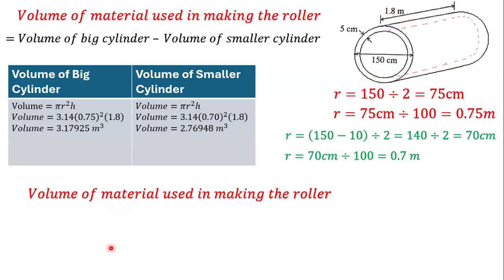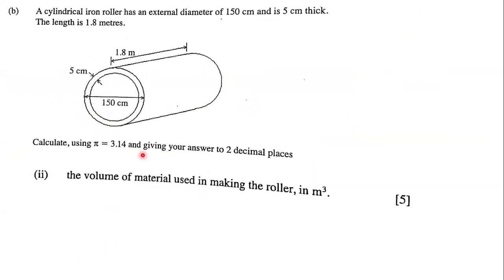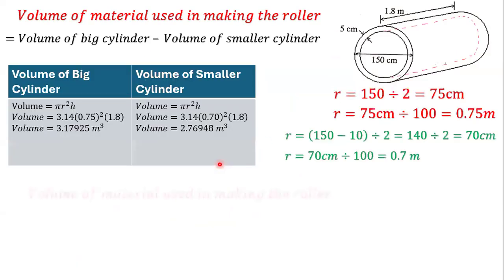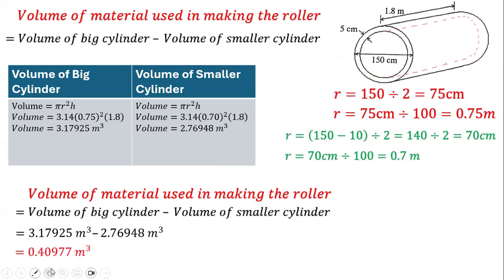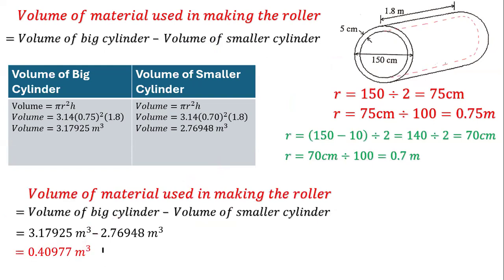Now, I wonder if they want this in 2 decimal places. Let's see. And they said, calculate giving your answer to 2 decimal places. Okay, so we have to express our answer to 2 decimal places. And so this is equal to 0.41 meters cubed.